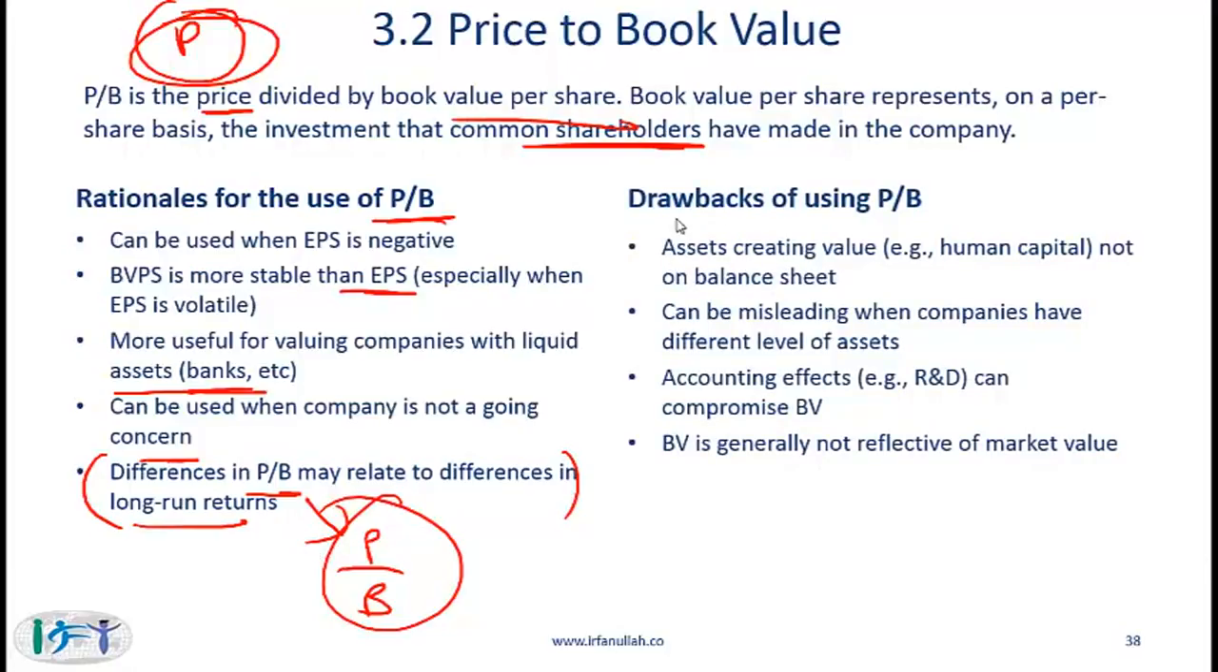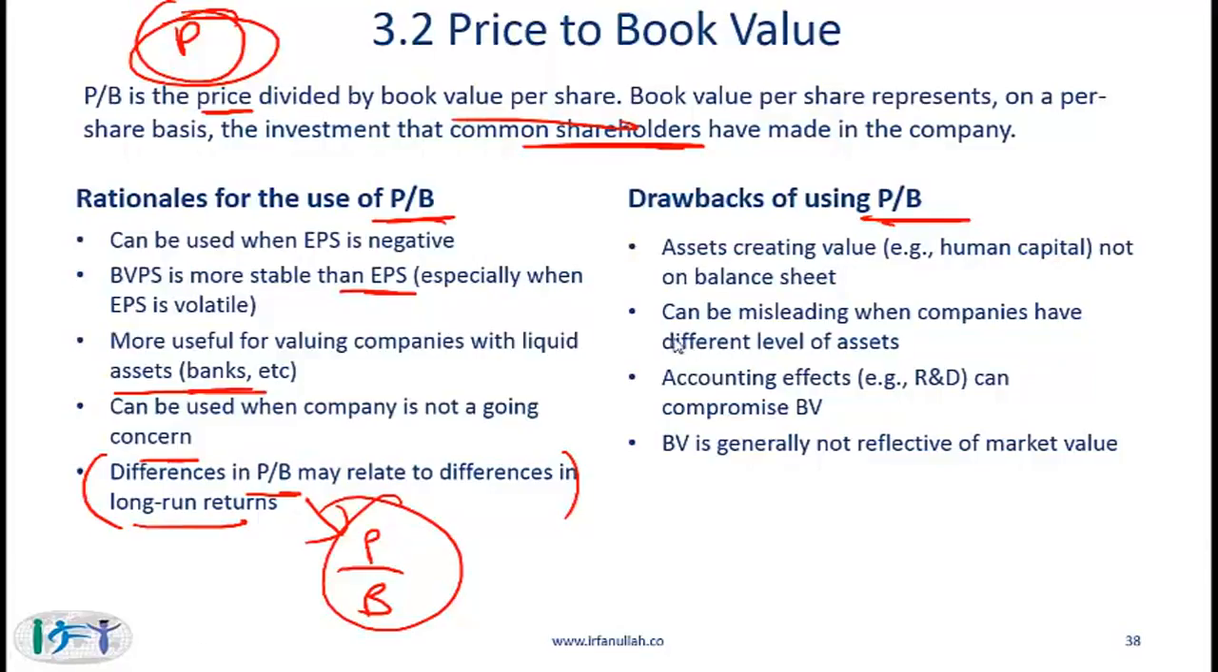What are the drawbacks of using this method? Assets creating value, example, human capital, are not on the balance sheet. So in our world, where the importance of human capital is increasing, if you talk about IT related companies, you talk about consulting companies, clearly book value is not a good indication of the overall value of those firms. So it does not make sense to use price to book value to value a company like McKinsey, for example.